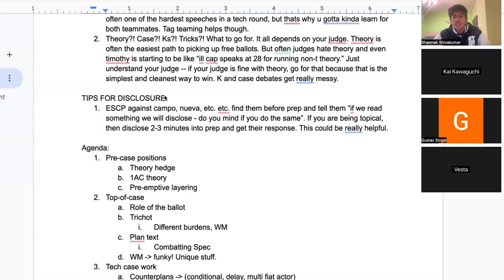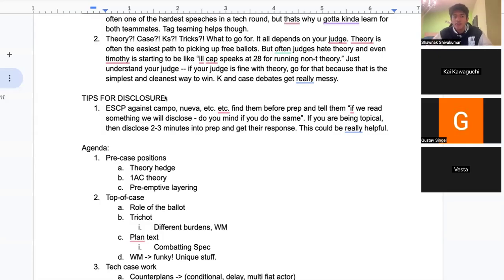Tips for disclosure. Disclosure is when teams disclose, and they're often reading non-topical positions. These are usually critical positions. Usually you don't disclose that you're reading theory shells. You can, but you usually don't because the argument is, we run theory based on what you do in the round, so we can't disclose it ahead of time. Like you can't disclose you're running shoe theory because you didn't know you're not going to wear shoes to the round until you're actually in the round.